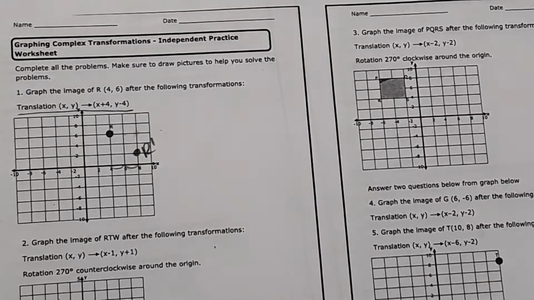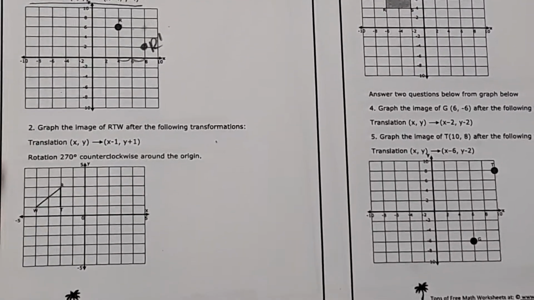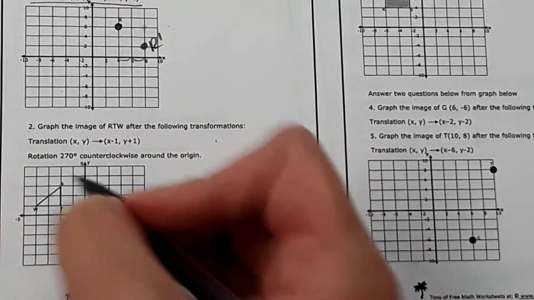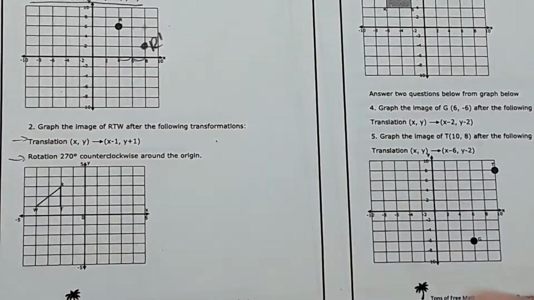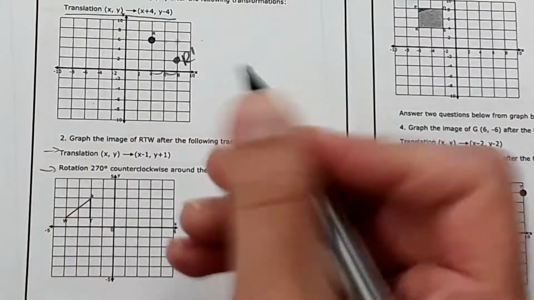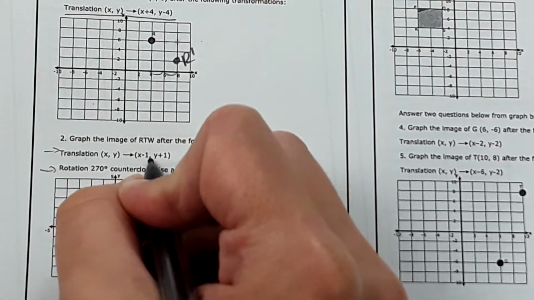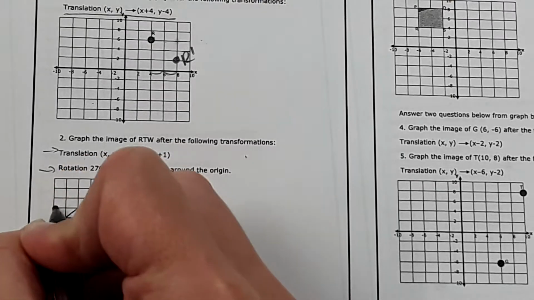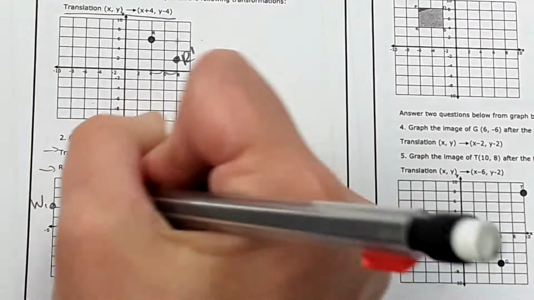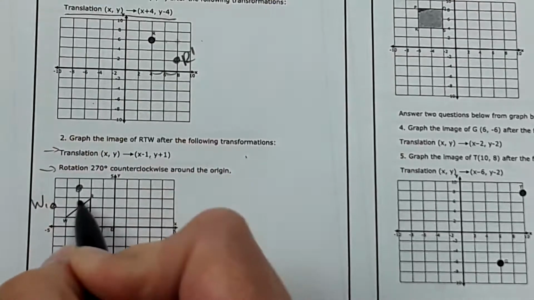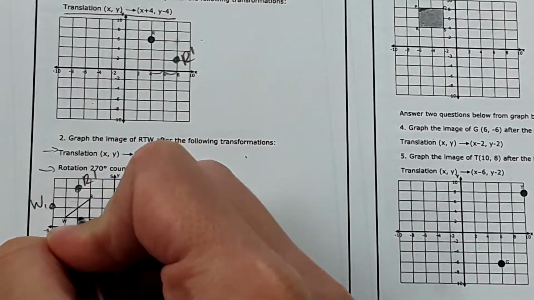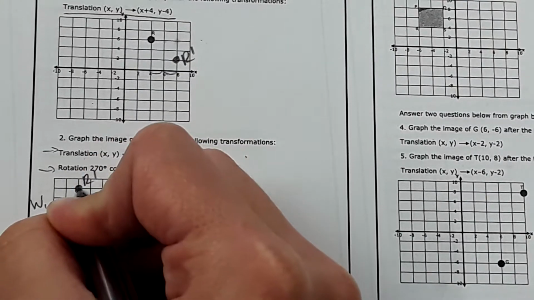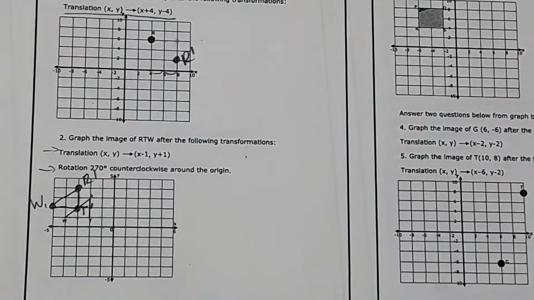Okay, next one. Graph the image of triangle RTW after the following transformations. We're going to do a translation and then a rotation. So starting with a translation, it says x minus 1, y plus 1. On this graph, they are counting by 1, so we can do x minus 1, y plus 1 to get W prime, R prime, and then T prime. And there is our image after the first transformation.